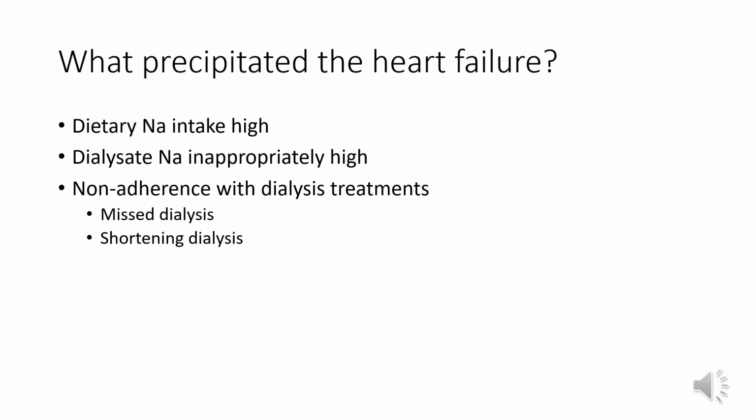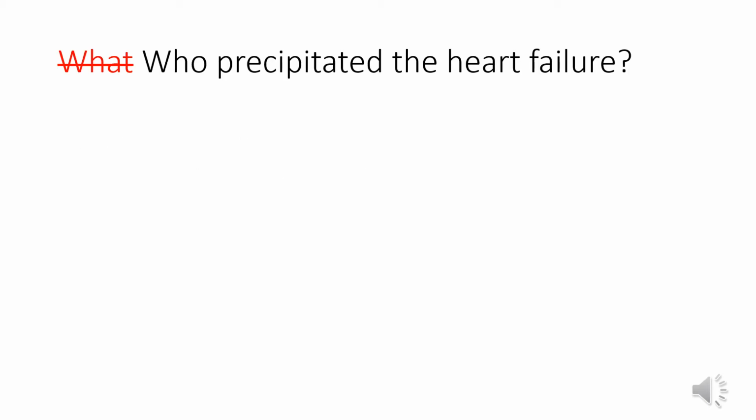Now, it turns out that dialysate sodium can sometimes be inappropriately high. If the pre-dialysis sodium is, say, 135, and you're prescribing a dialysate sodium of 140, that might stimulate a lot of thirst. Typically, we would prescribe a dialysate sodium about 2% lower than the pre-dialysis sodium in order to not stimulate thirst in these patients. So the question is not what precipitated the heart failure, but who precipitated the heart failure.